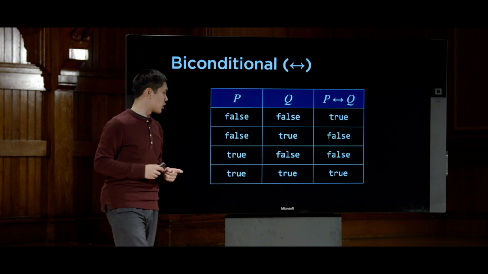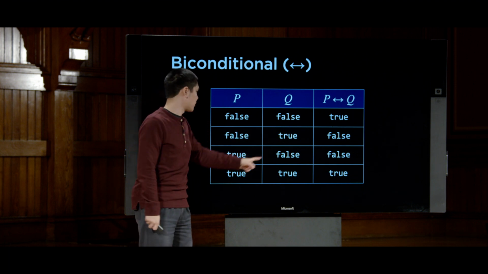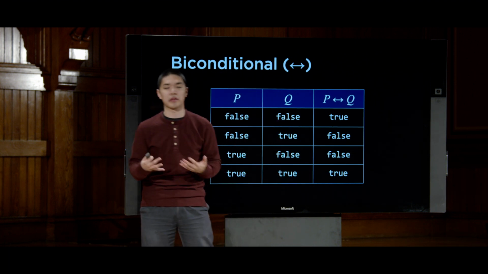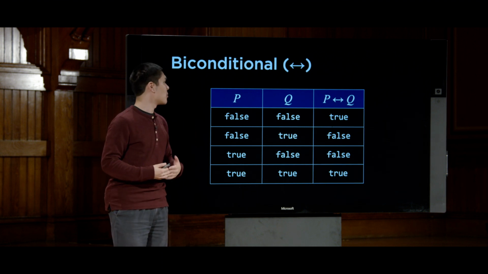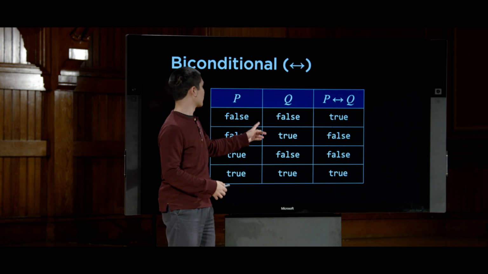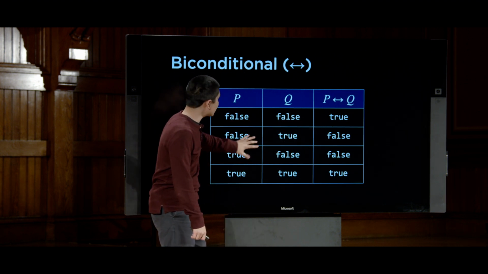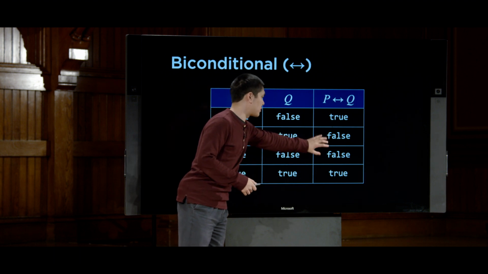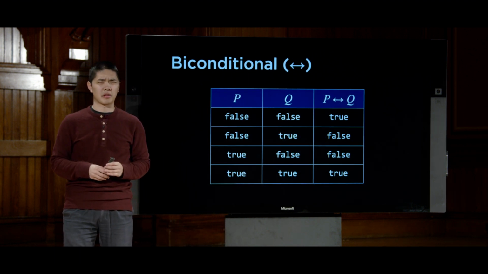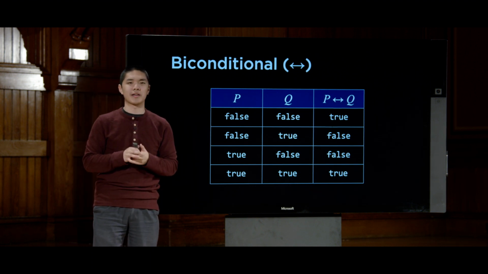So this biconditional is only true when P and Q are the same. So if P is true and Q is true, then this biconditional is also true. P implies Q, but also the reverse is true. Q also implies P. So if P and Q both happen to be false, we would still say it's true. But in any of these other two situations, this P if and only if Q is going to ultimately evaluate to false.